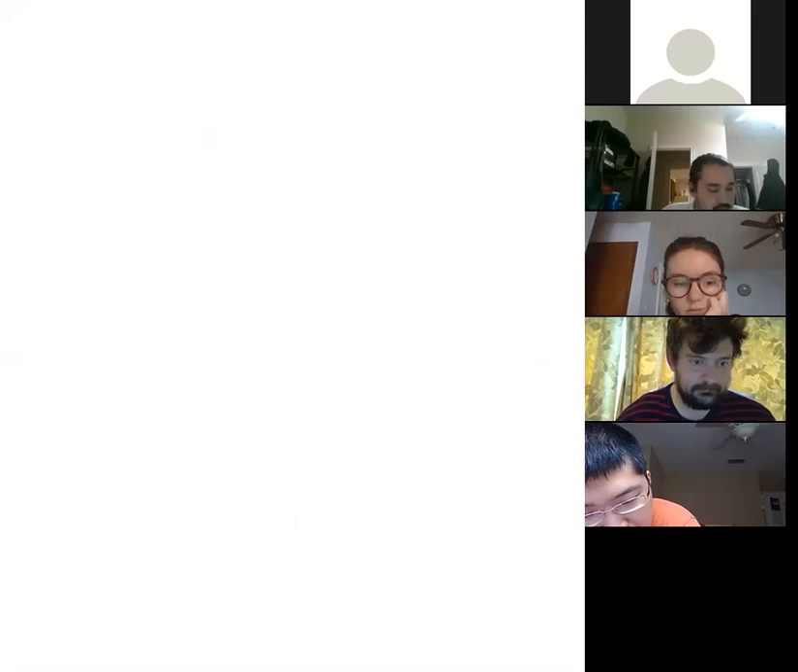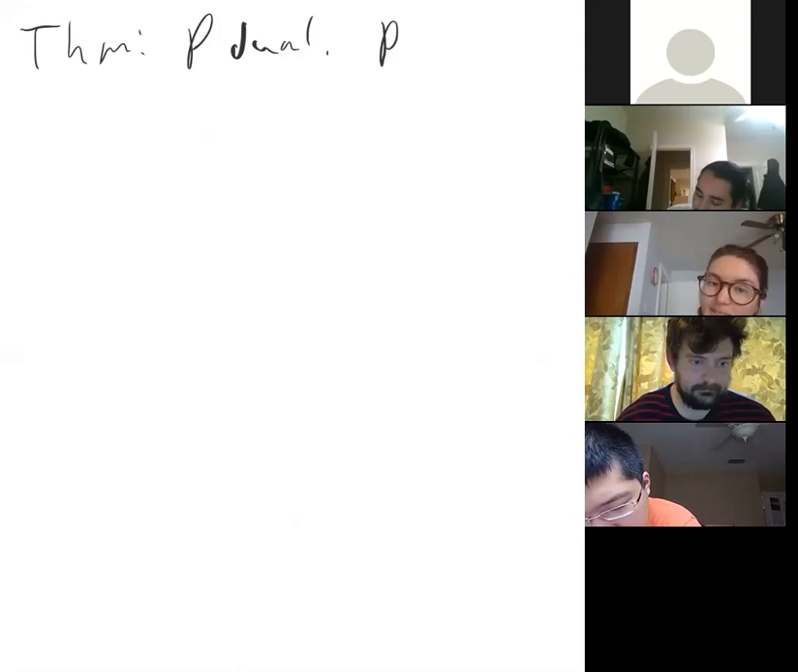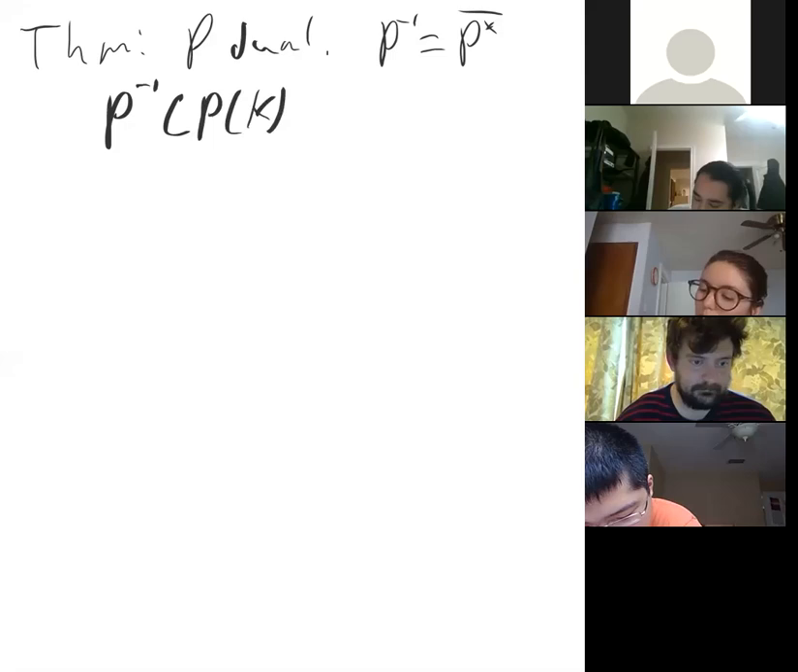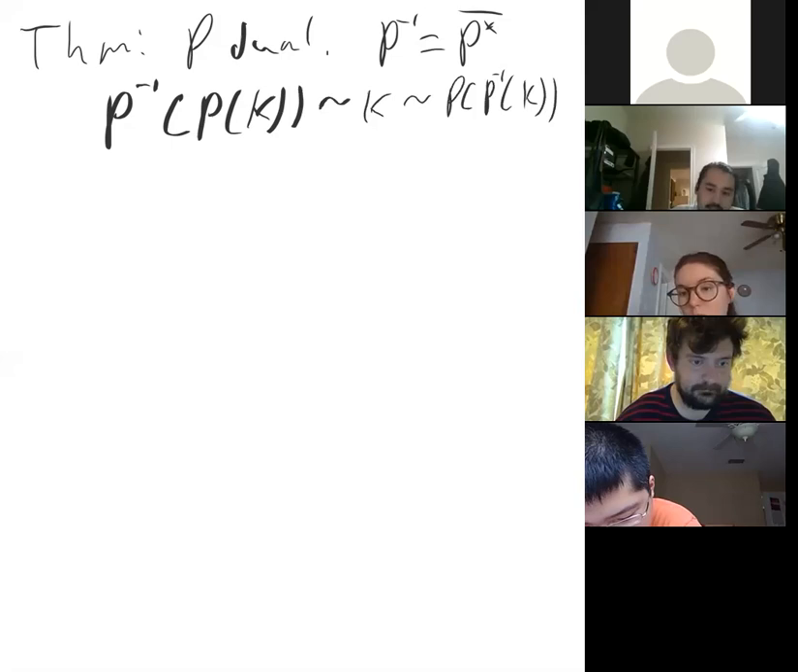All right. Another theorem. So we'll take the dualizable pattern, the P inverse, denote P star bar. Then P inverse of P of K is concordant to K, and P of P inverse K is also concordant to K. So what this says is that this pattern acts bijectively on the knot concordance group.